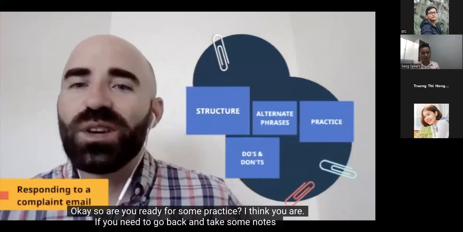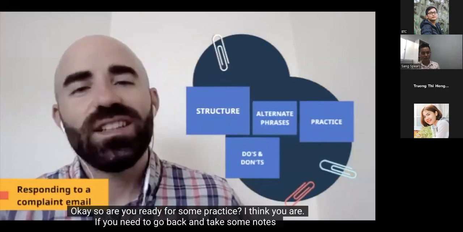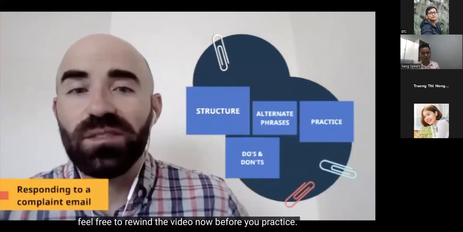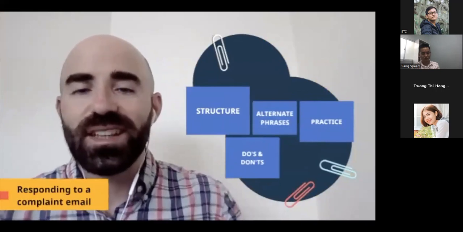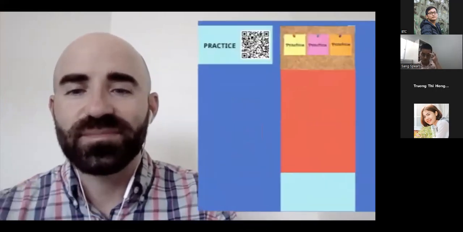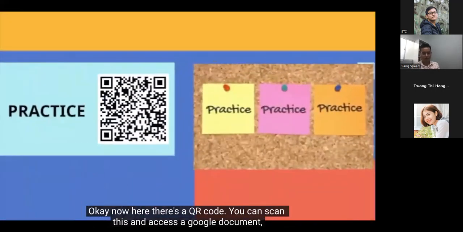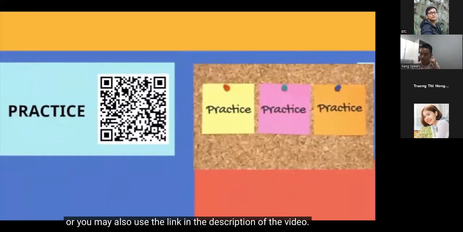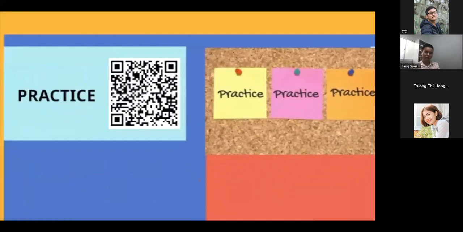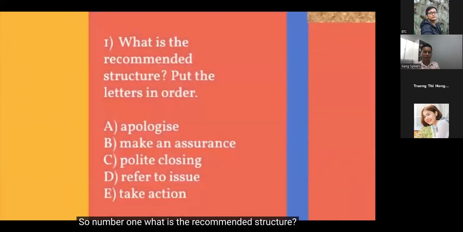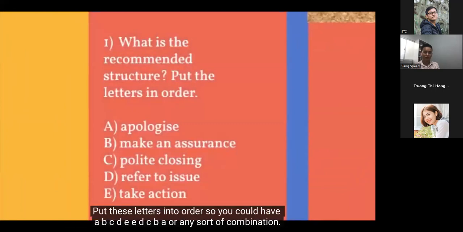Okay, so are you ready for some practice? I think you are. If you need to go back and take some notes, feel free to rewind the video now before you practice. Let's go ahead and begin the practice. Okay, now here, there's a QR code. You can scan this and access a Google document, or you may also use the link in the description of the video. So number one, what is the recommended structure? Put these letters into order. So you could have A, B, C, D, E, E, D, C, D, A, or any sort of combination.